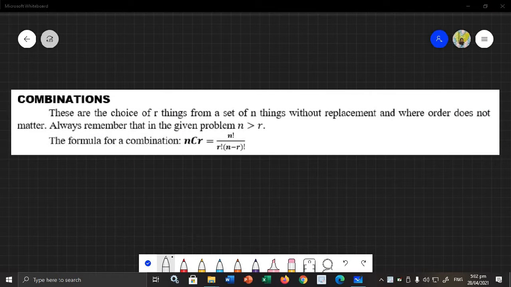Hi, for this video we are going to talk about combination. So these are the choice of R things from a set of N things without replacement and where order does not matter. The formula for combination is NCR, or N factorial all over R factorial times quantity N minus R factorial. So let us solve some problems regarding combinations.